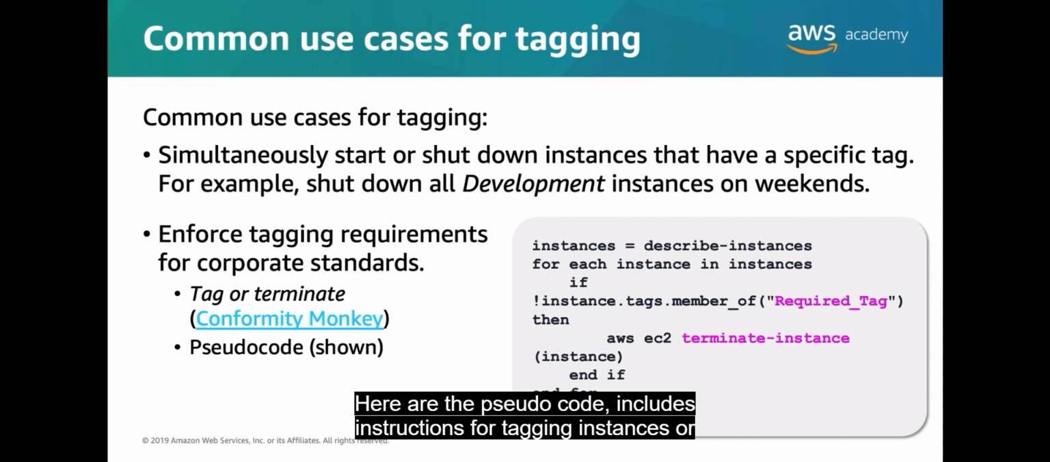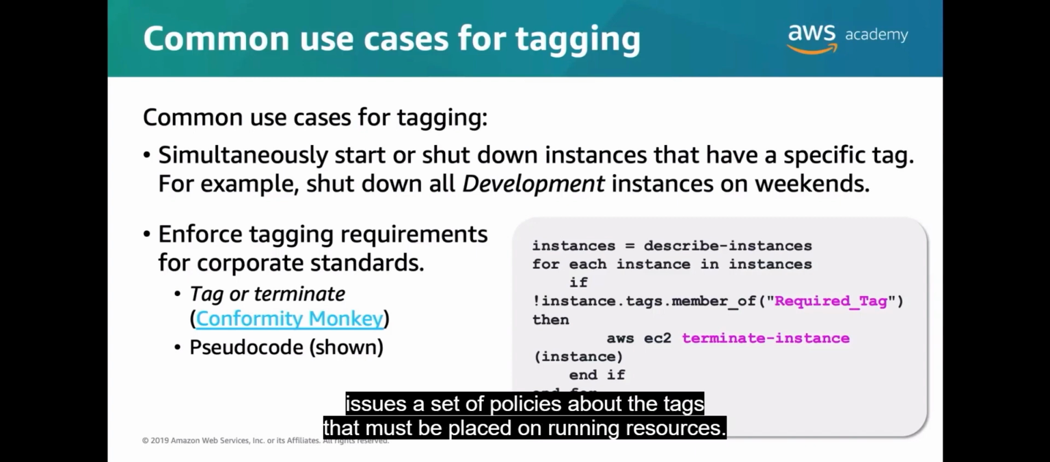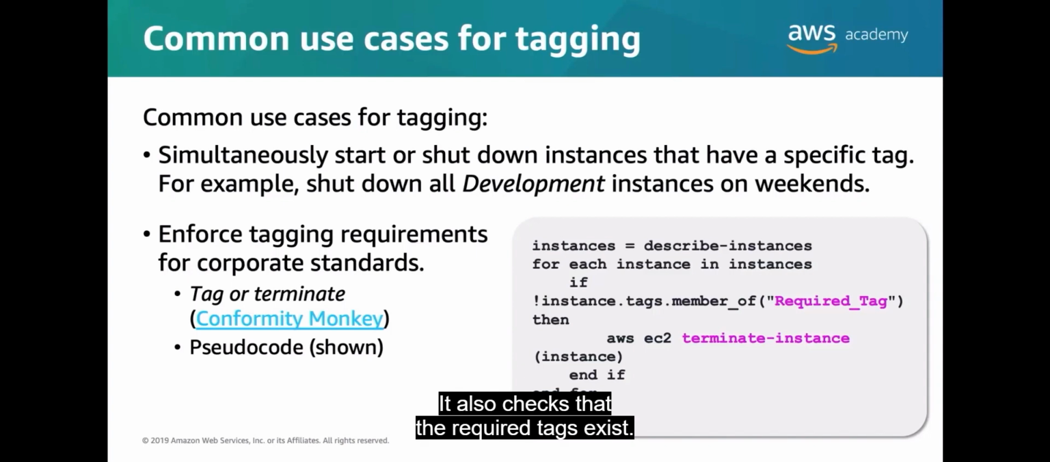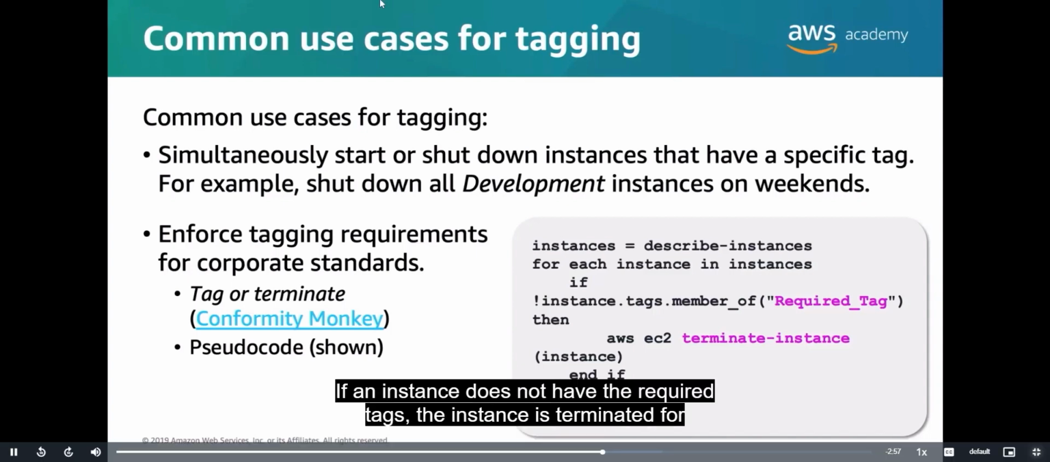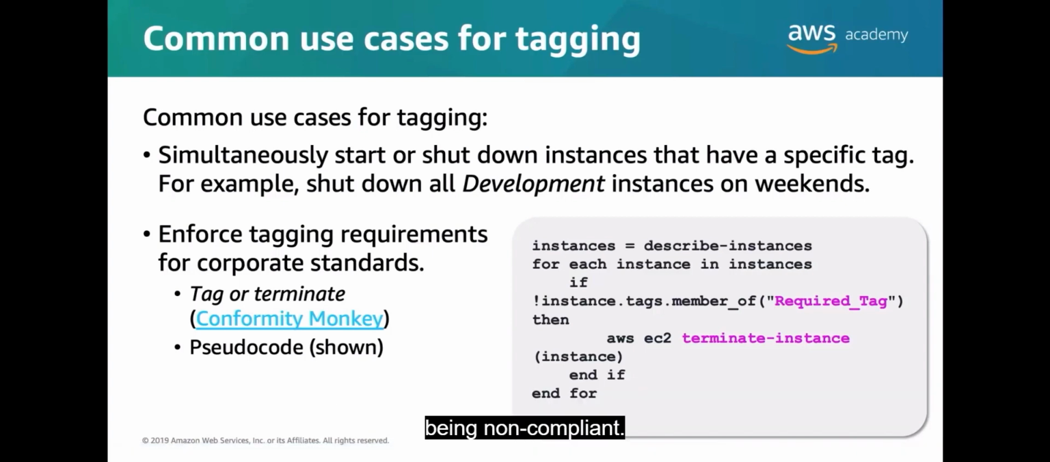Here, the pseudocode includes instructions for tagging instances or terminating instances that aren't compliant with tagging requirements. In this scenario, a company or division issues a set of policies about the tags that must be placed on running resources. A script periodically examines all instances that run under an AWS account. It also checks that the required tags exist. If an instance does not have the required tags, the instance is terminated for being non-compliant.